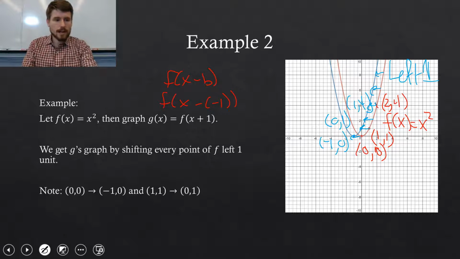So again, 0, 0 went to -1, 0. 1, 1 went to 0, 1. We're taking 1 away from each of their x coordinates. All right.